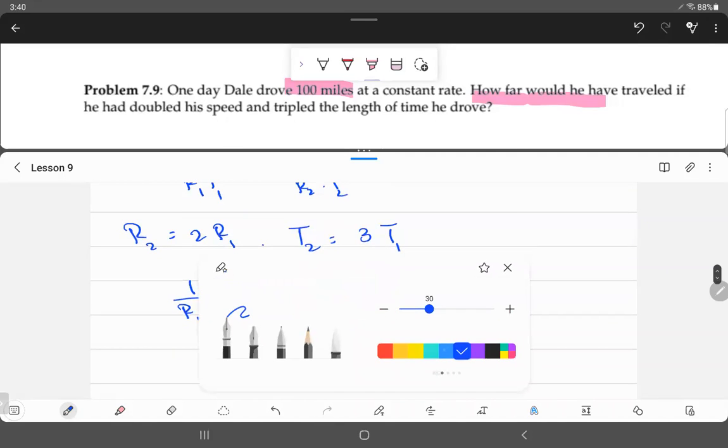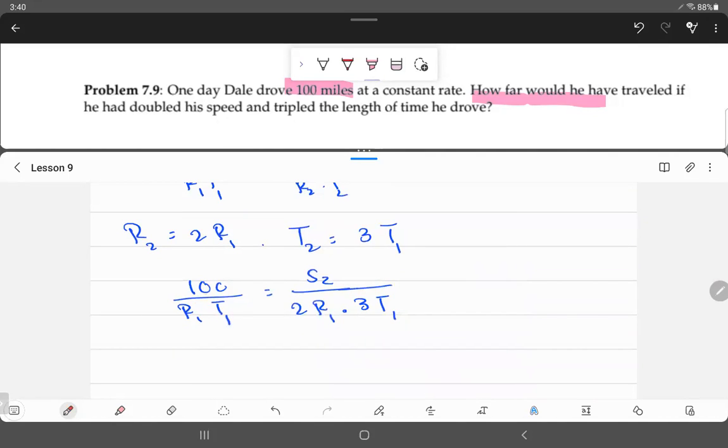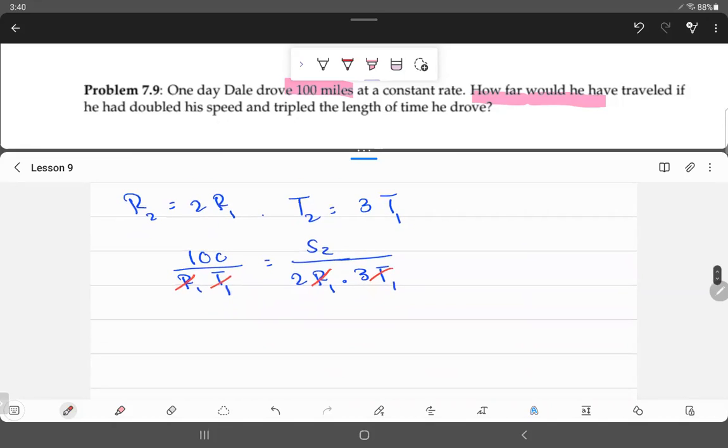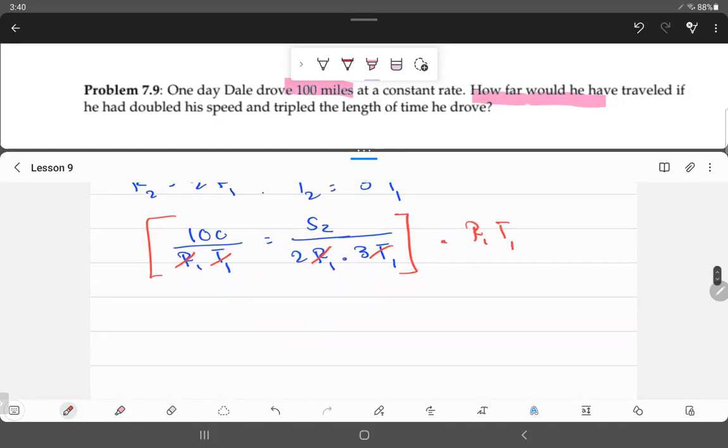Okay. So what do we do? This cancels with this. This cancels with this. Multiply both sides by R1 T1. If you just want to understand what's happening, I multiplied both sides by R1 T1. So they canceled. So what do we get? We get 100 equals S2 over 6. So S2, the second distance, is 600 miles.